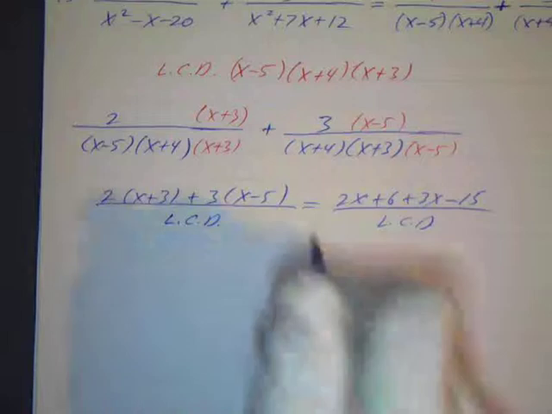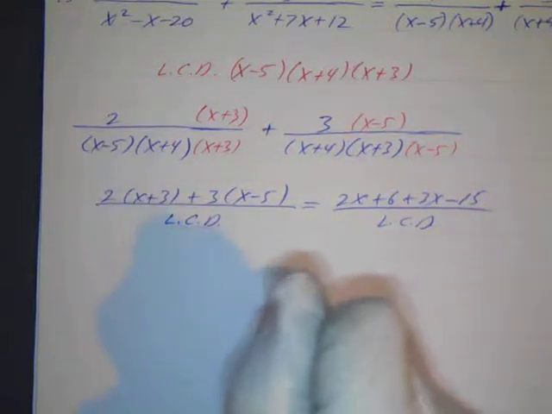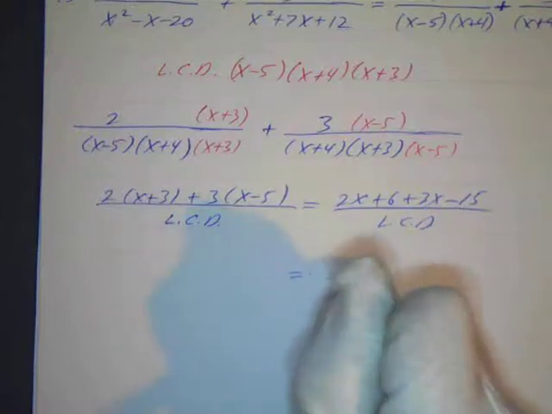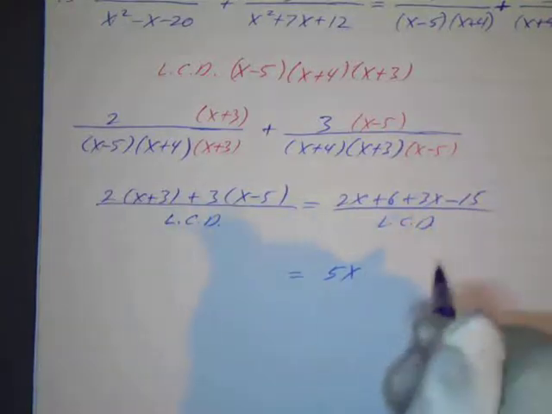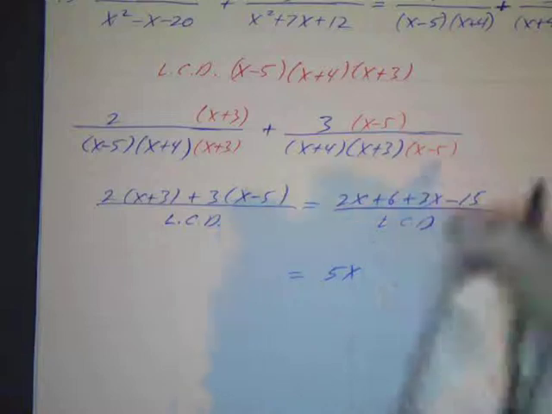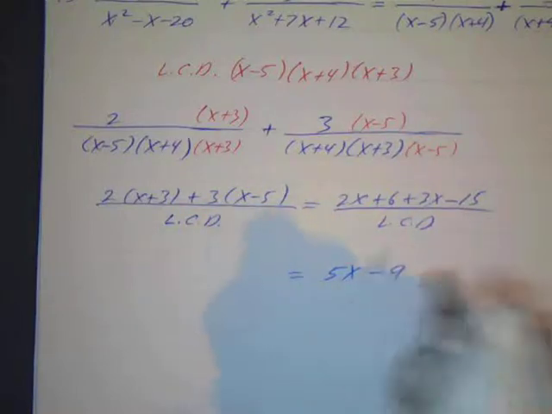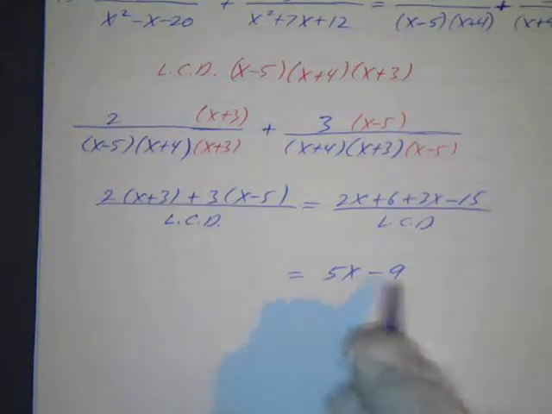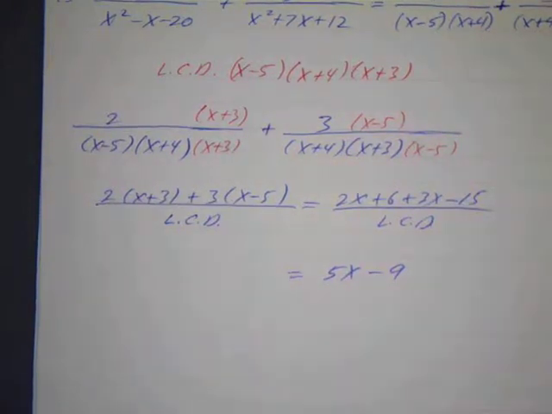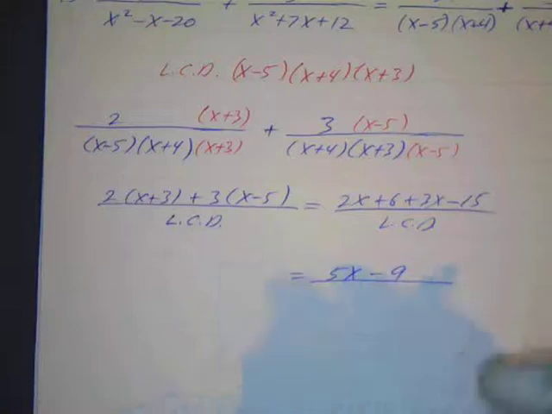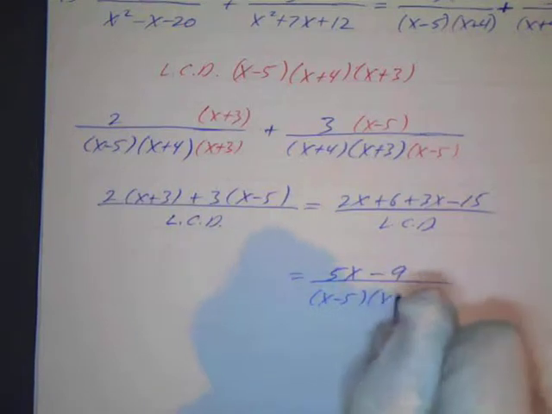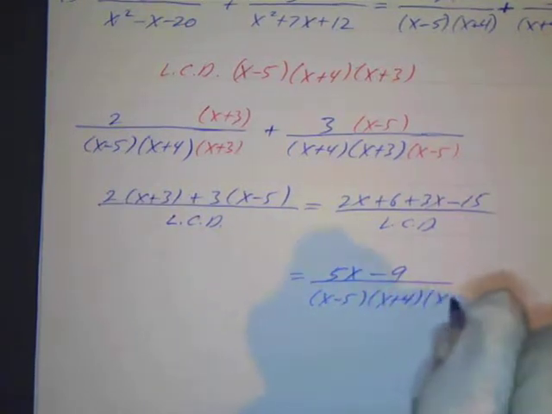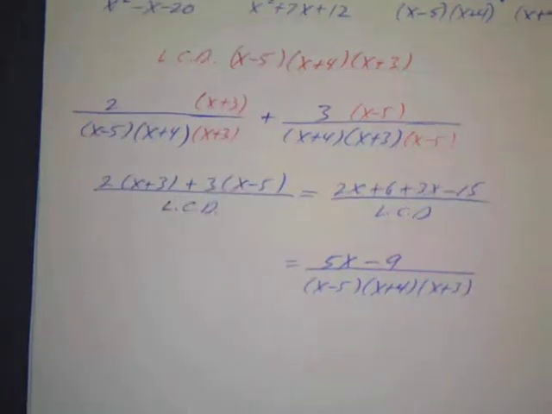And then I can simplify that now. 2x plus 3x is 5x. And 6 minus 15 is negative 9. And there's not anything I can really do to factor this. Sometimes you can factor this and you can simplify. You might have a common factor with the LCD, but it doesn't seem like that's going to be the case in this situation. So I'll just write this all over the LCD now, and I'll write it out: x minus 5, x plus 4, and x plus 3. And there you go. So that would be your answer.